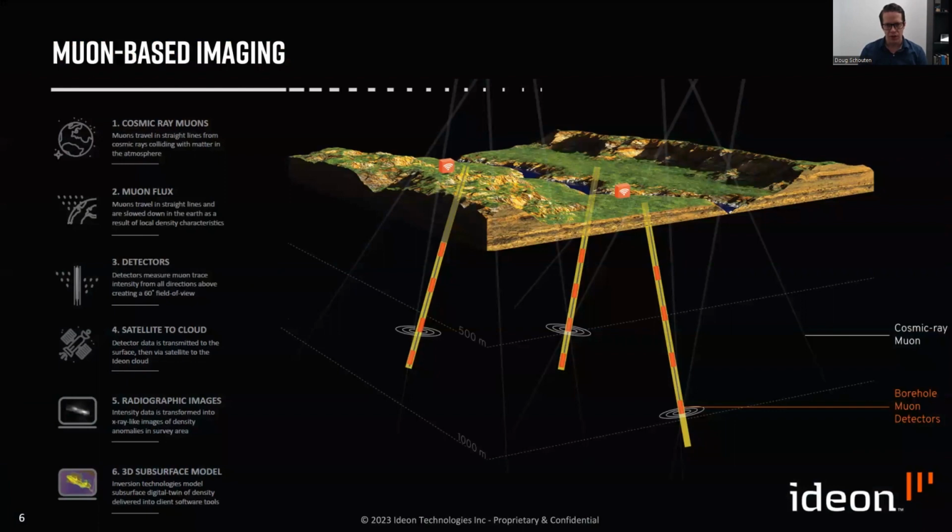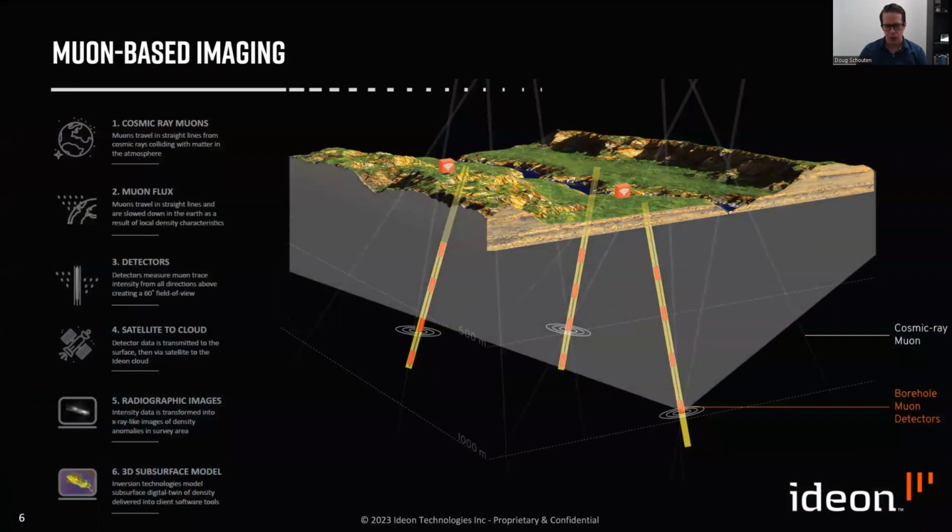So the way we use this for mineral exploration, resource delineation, and a host of other applications that subsurface density mapping is applicable to, we deploy sensors in multiple boreholes, and we can deploy up to 10 detectors in a single borehole in a daisy chain configuration. Each borehole detector will image or collect muons passing through it in a wide field of view of about 120 degrees up to the surface.